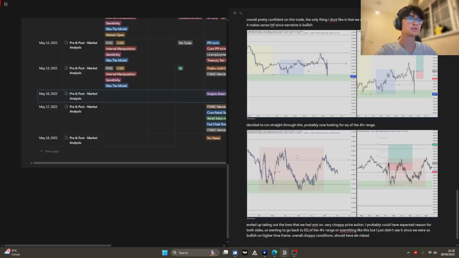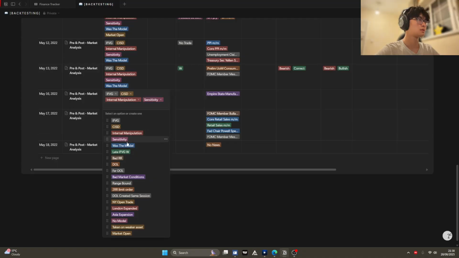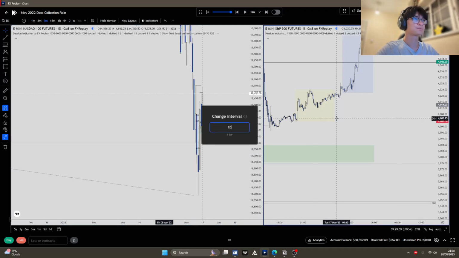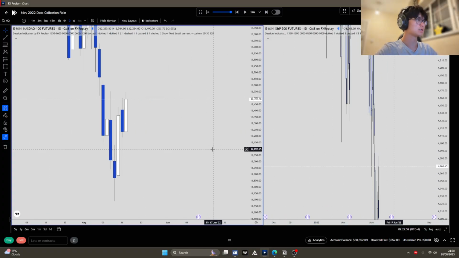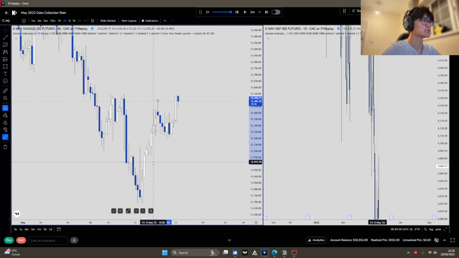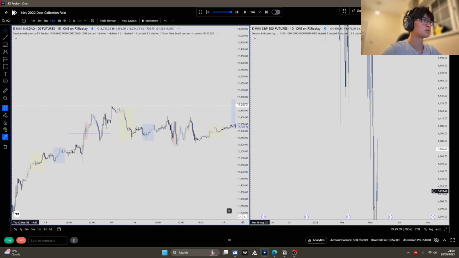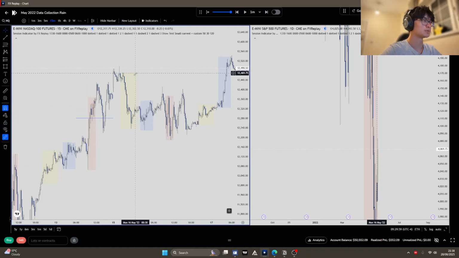Okay, next session, we have Powell speaking in the PM. Some model, this is an L. Yeah, honestly, bit weirded out by that. Probably could use this sort of swing point. No, it's just horrible, horrible day. Oh my days!